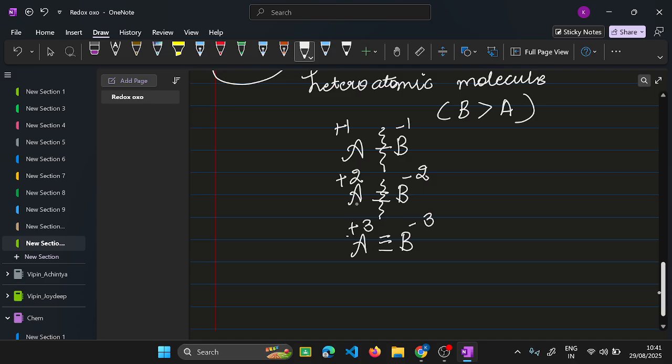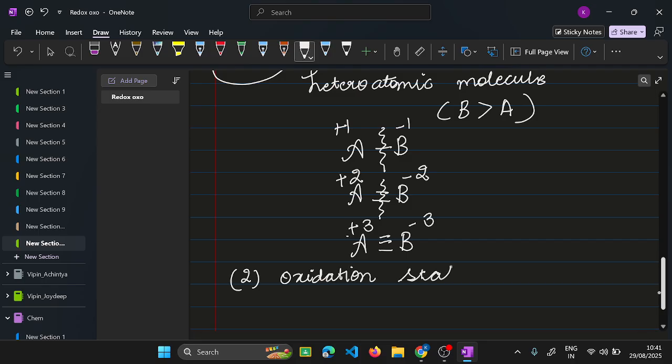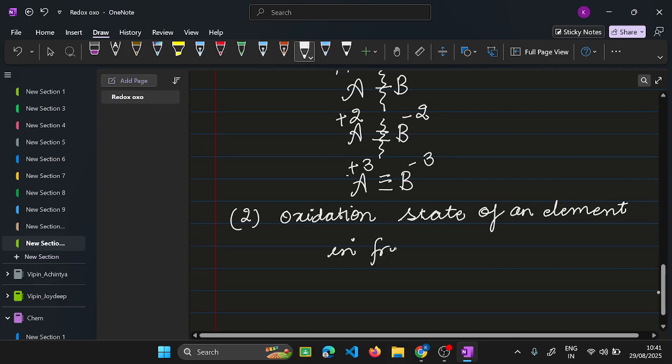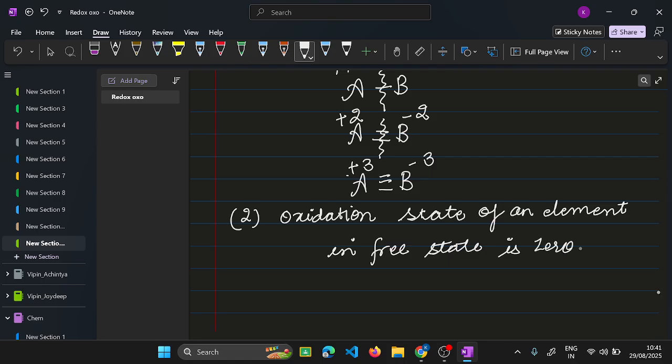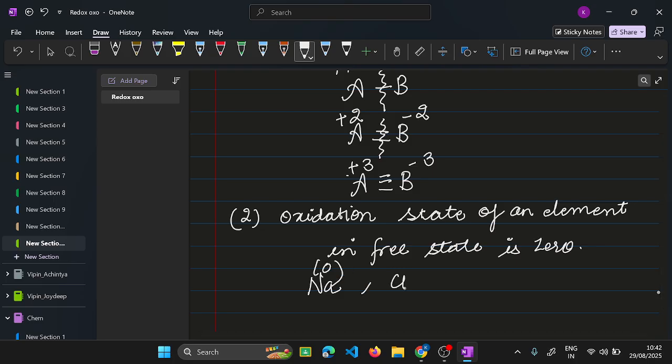So, what is the next rule? The next rule is that the oxidation state of an element in free state is zero. If any species is in free state, what does that mean? It is not forming any bond. That is called free state, like sodium. It is free, it is not forming a bond. So what is the oxidation state? Zero. Copper is in free state, so 0. Chlorine, free state 0, right?